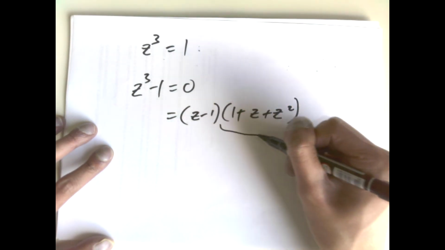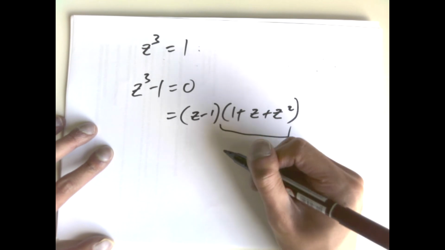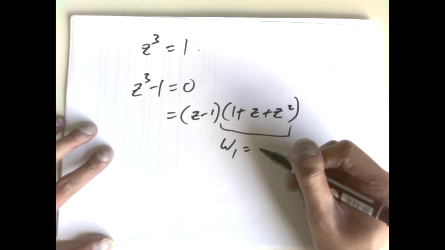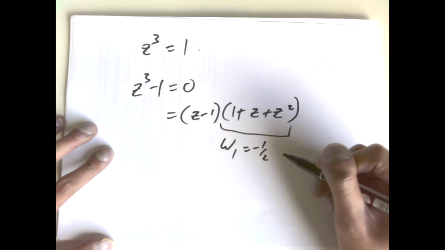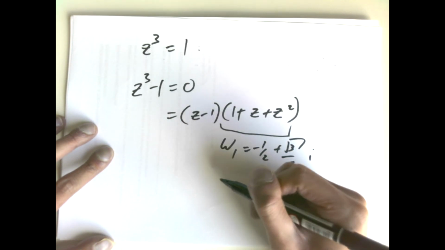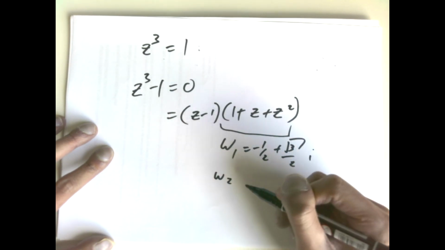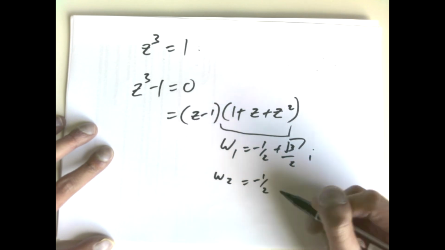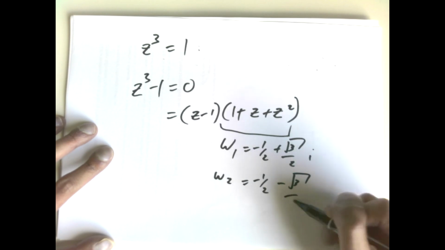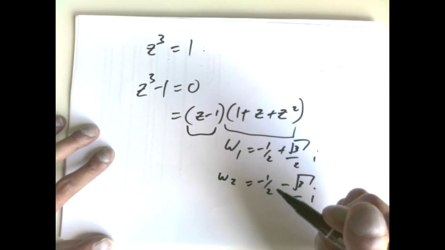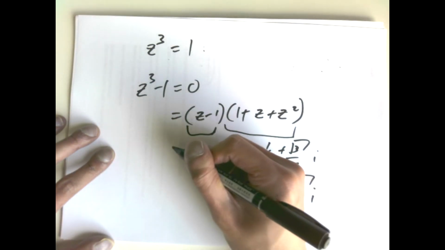And from what we saw earlier, these 2 roots are going to be omega 1 equals minus half plus root 3 on 2 i, and omega 2 its conjugate. Instead of omega 0 and omega 1, I'm going to call them omega 1 and omega 2. And what is this one here? We call that omega 0.